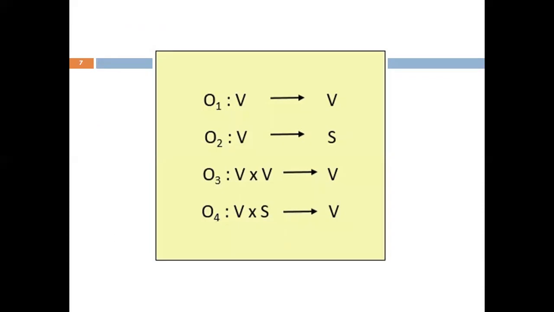The operations O1 and O2 are unary operations such as vector square root, vector sine, vector complement, vector summation, and so on. On the other hand, operations O3 and O4 are binary operations such as vector add, vector multiply, vector scalar add, and so on.